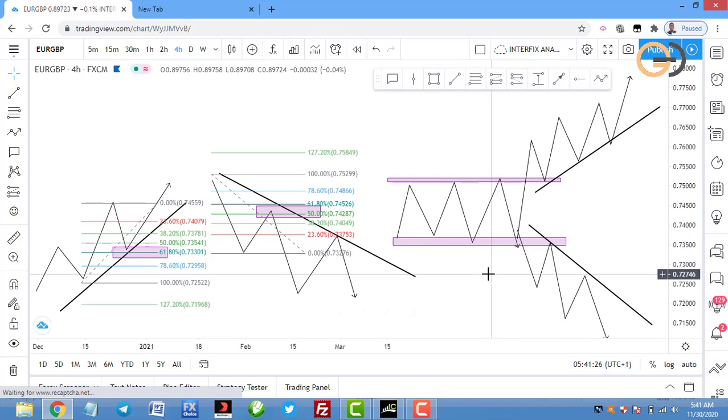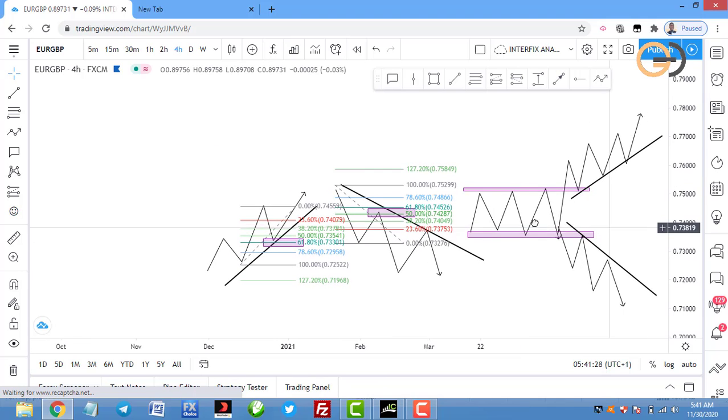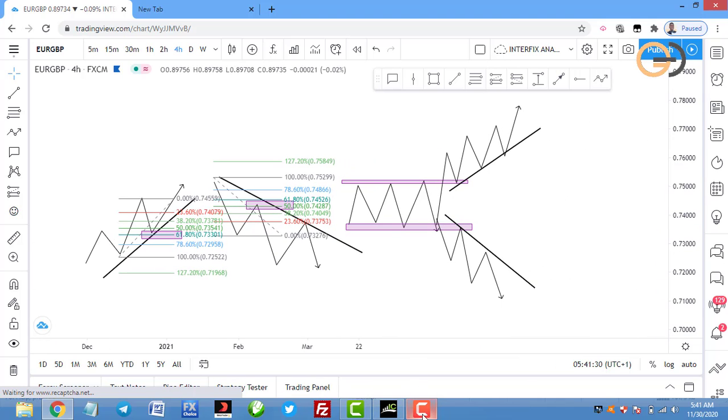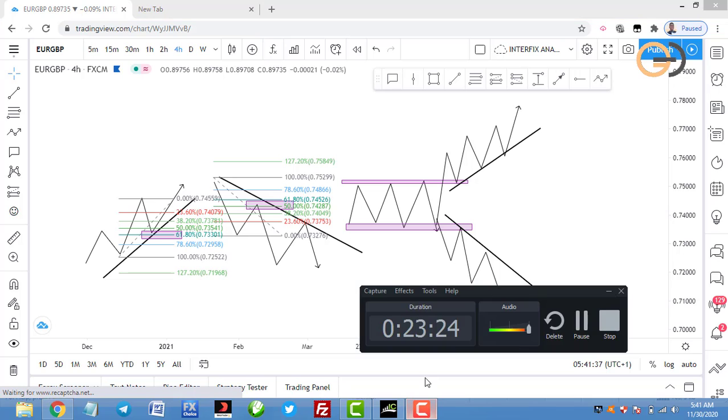Is that okay? So this is simple enough, understanding market structure. In our next video, we'll be looking at candlestick patterns, and then we're looking at other things as well. Thank you very much.